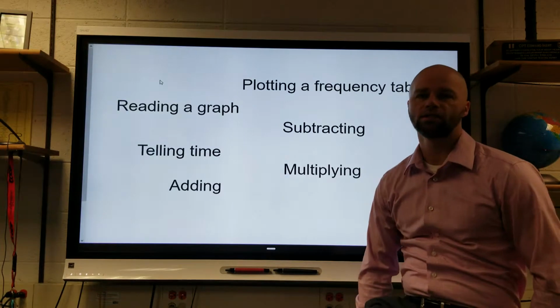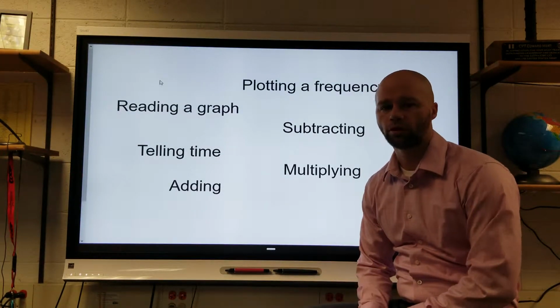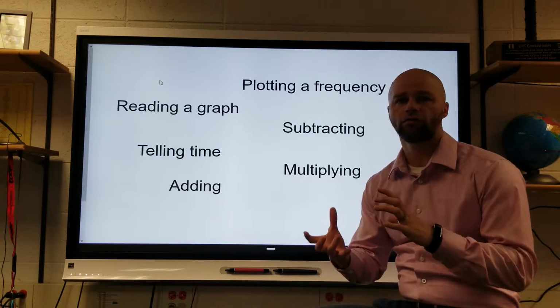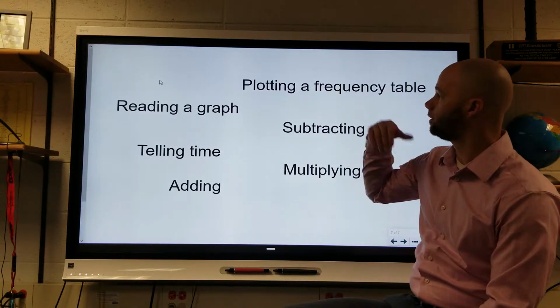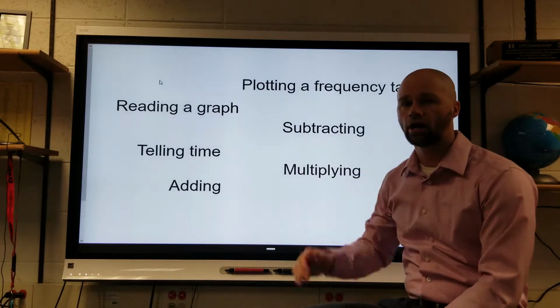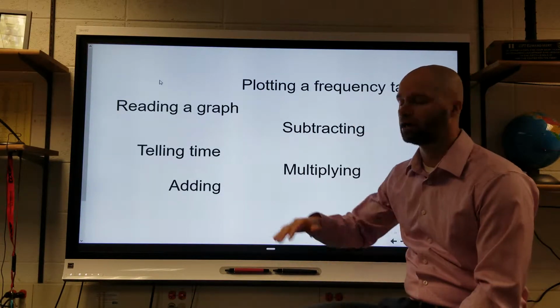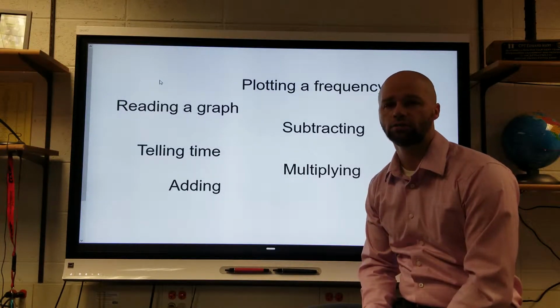Just a couple lessons left, so I just have a quick overview for you today. This should go pretty quick, but we're really just summarizing and putting all of the things together that we've learned in Unit 4. So as you can see up here, throughout this lesson, you'll be plotting a frequency table, you'll be reading a graph. Once you do those things, you'll be adding, subtracting, multiplying, using your telling time skills, including elapsed time to answer some of these problems.